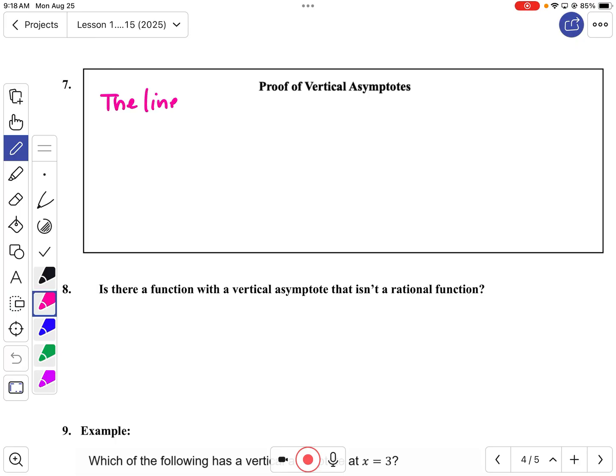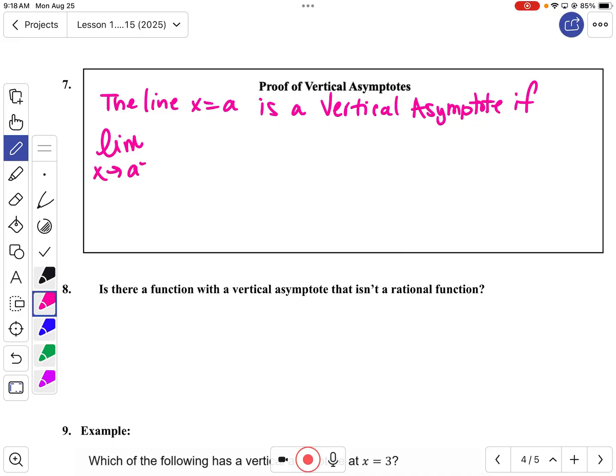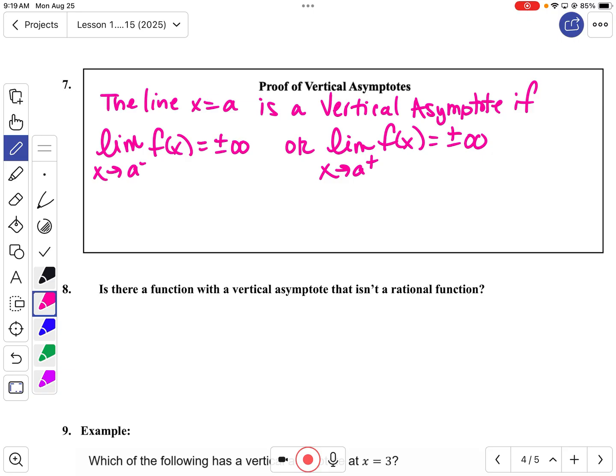Okay, the line x equals a is a vertical asymptote if the limit as x approaches a from the left of f of x gives me positive or negative infinity, or the limit as x approaches a from the right of f of x gives me positive or negative infinity. So that's how we prove it. Right? We approach the value that we think is the asymptote. Does it give me positive or negative infinity?